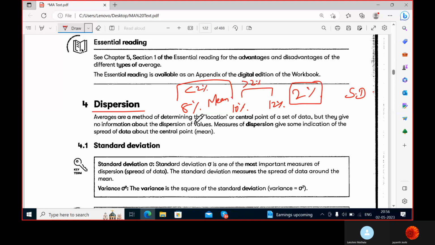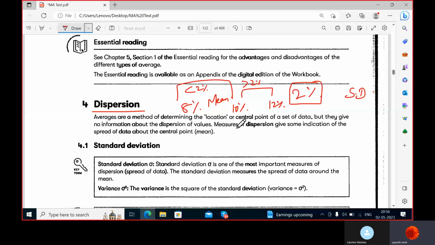Yes, sir. That is called dispersion. That means you are going away from the mean. How much percent are you going away from the mean? 2%. It can be upwards. You can have 2% more returns or 2% less returns. Okay, so that is called dispersion.